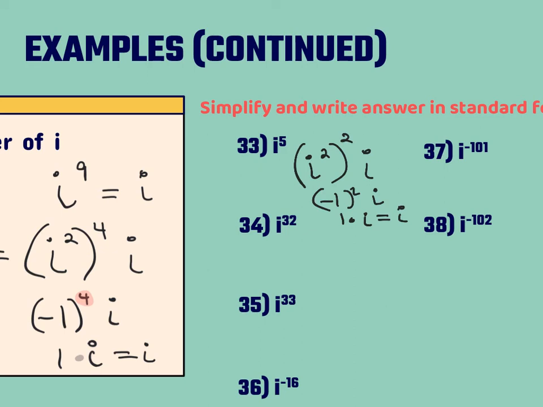Let's try the 32. Again, it's always i squared in here, but 32 divided by 2 is 16. Goes in evenly. And now I'll change the i squared to -1. And now -1 raised to an even exponent, and the answer is +1. So again, when that exponent is an even number, the answer is +1.